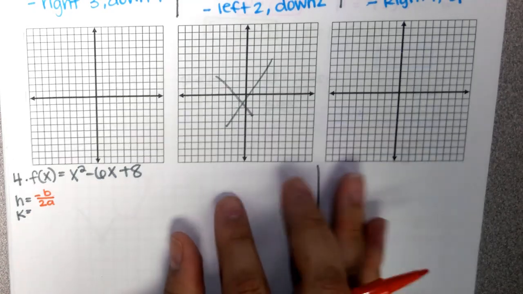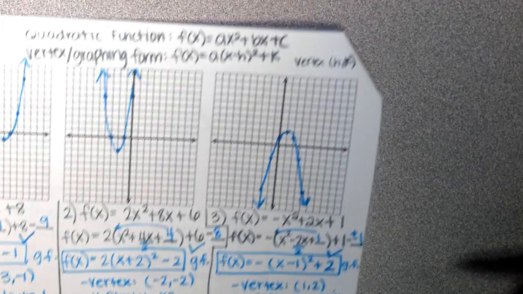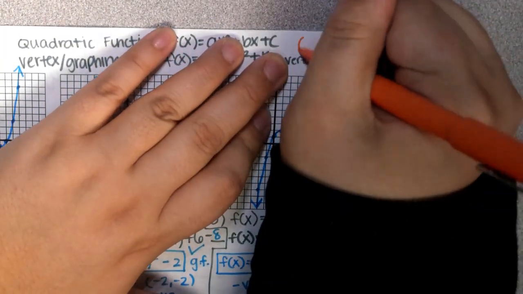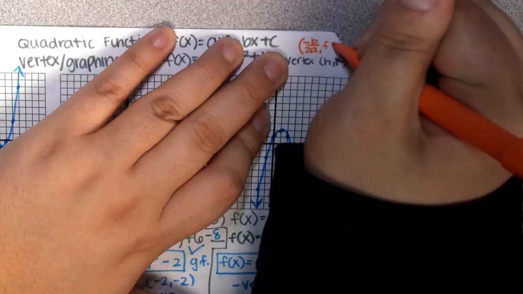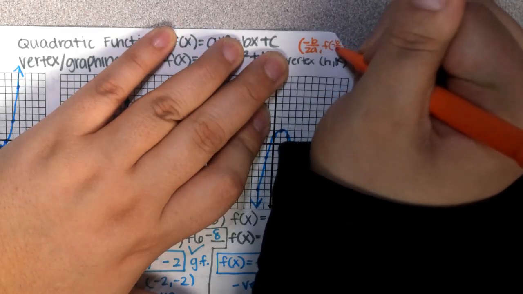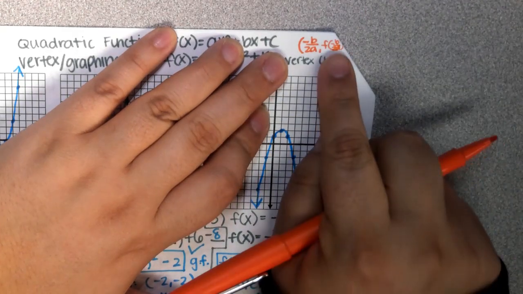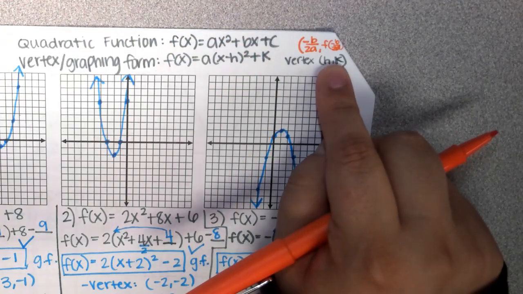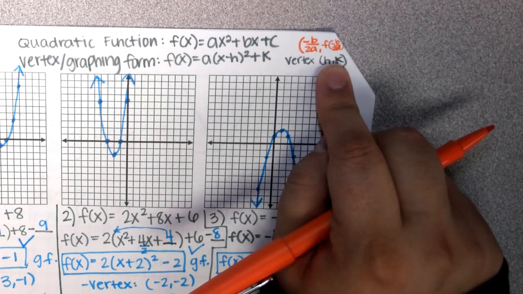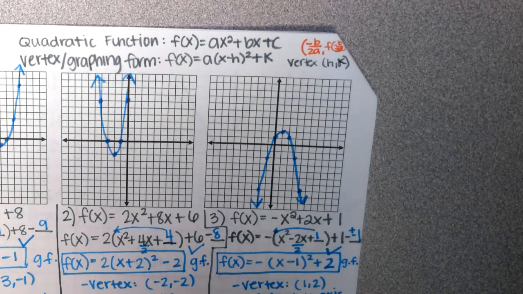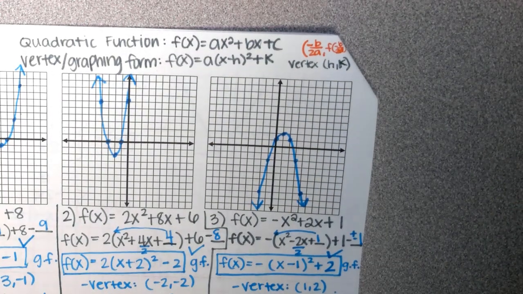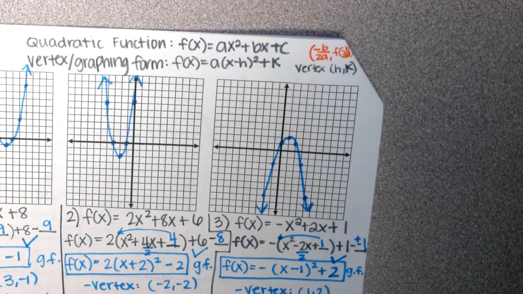Okay, so I'm going to write that up top if you want to too. Your vertex is negative B over 2A, and then plug that number in. Negative B over 2A, that's how you find H. K, you just plug whatever that number is into the function. I'm going to show you in a second.